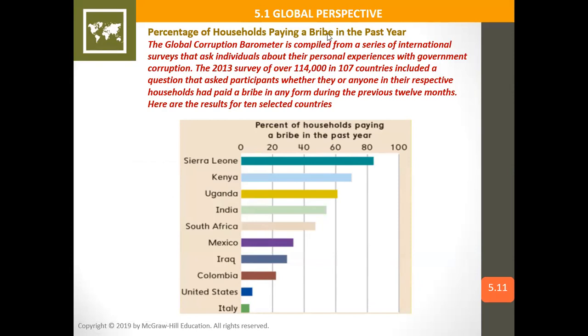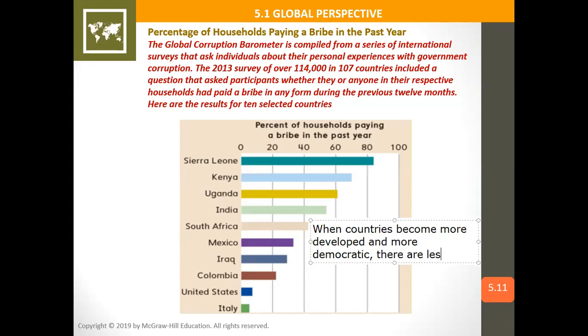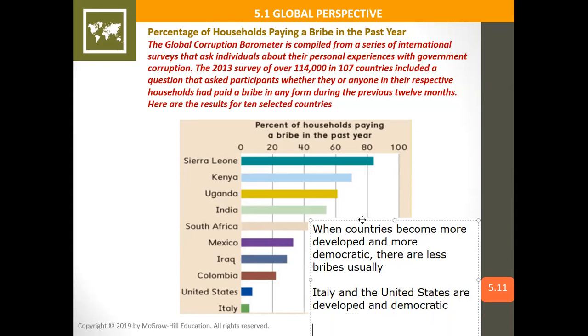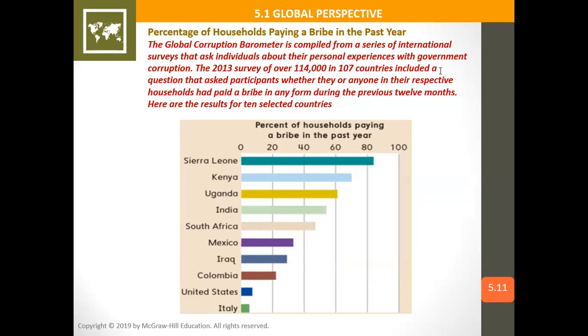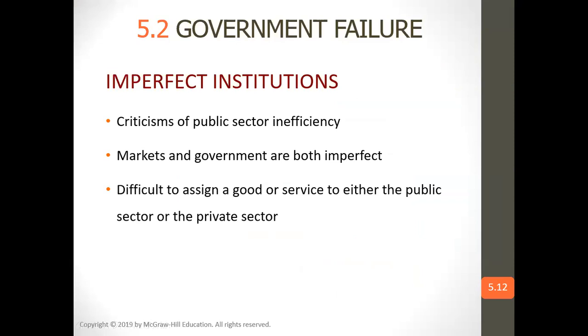When countries become more developed and more democratic, there are fewer bribes. Usually, like Italy and the United States are developed and democratic, while a place like Sierra Leone was autocratic and underdeveloped. So you want to have more development and more democracy, and that will reduce the bribes that happen. So that's really key. So yeah, governments are imperfect. There are a lot of issues with efficiency. And markets, they're both imperfect.